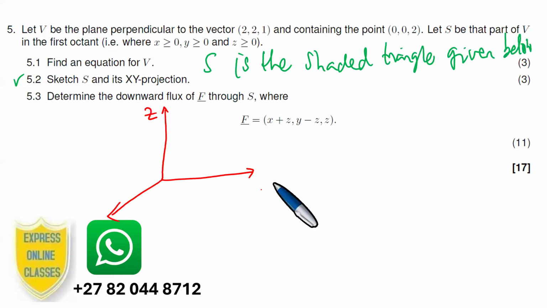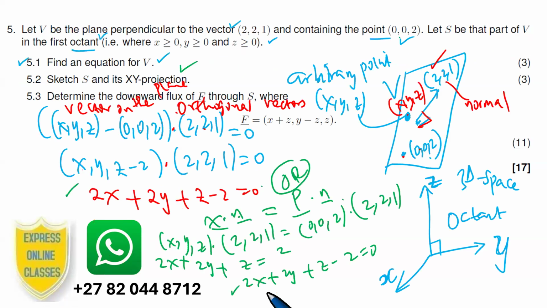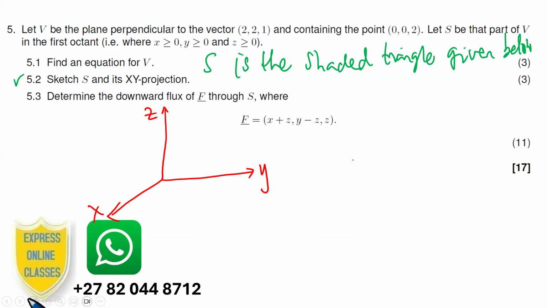Z, Y, X. Okay, this is our 3D space. If we're going to look at the plane we've got in the previous question, we've got this plane: 2x plus 2y plus z minus 2 equals 0. We repeat, 2x plus 2y plus z minus 2 equals 0. So that's what you're going to write.